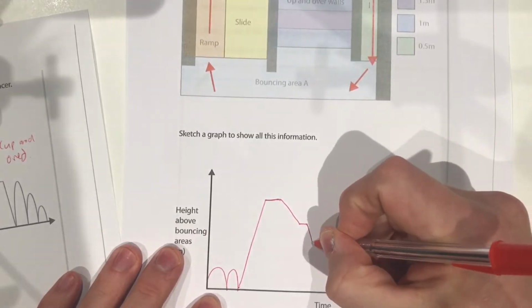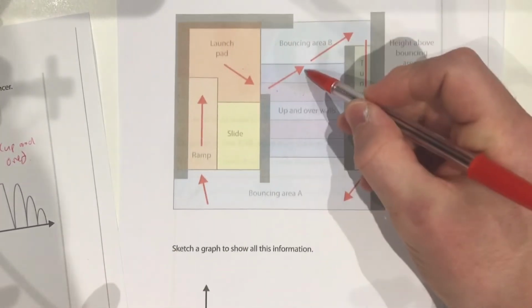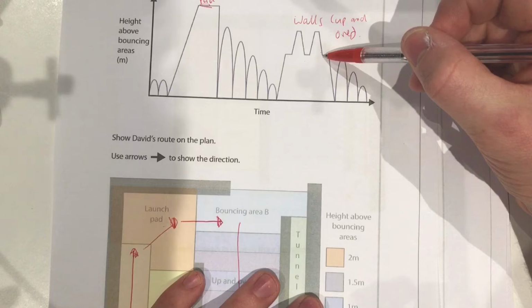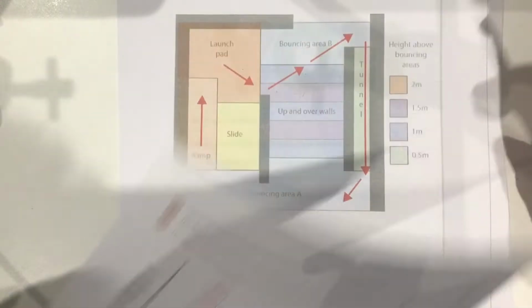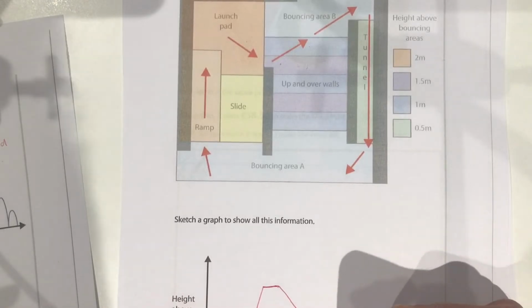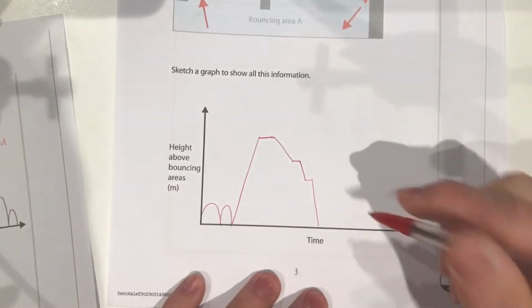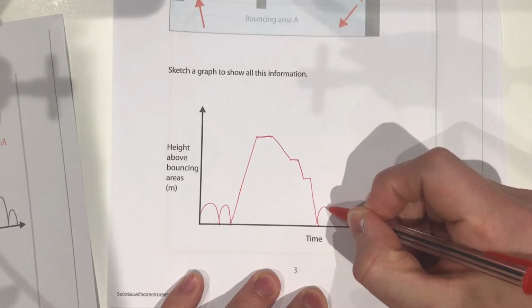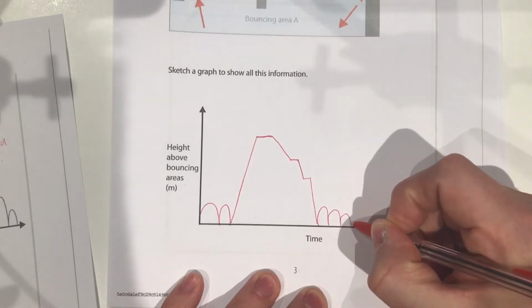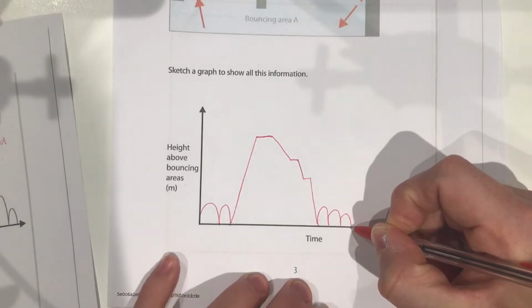Then it goes back down again, because that's to here, which is actually this bit. Then it's back down again. So back down to bouncing area B, like so, where we have another gradual decline. Before then we go for the tunnel.